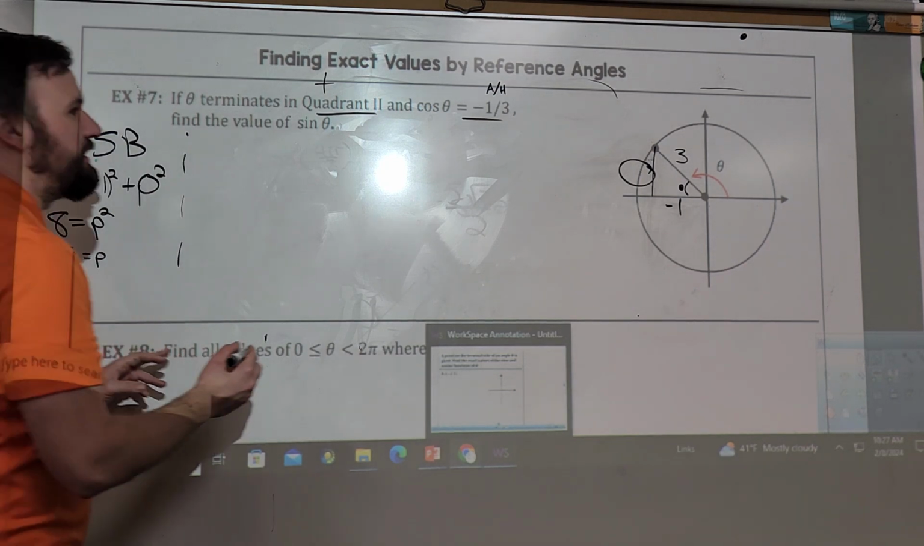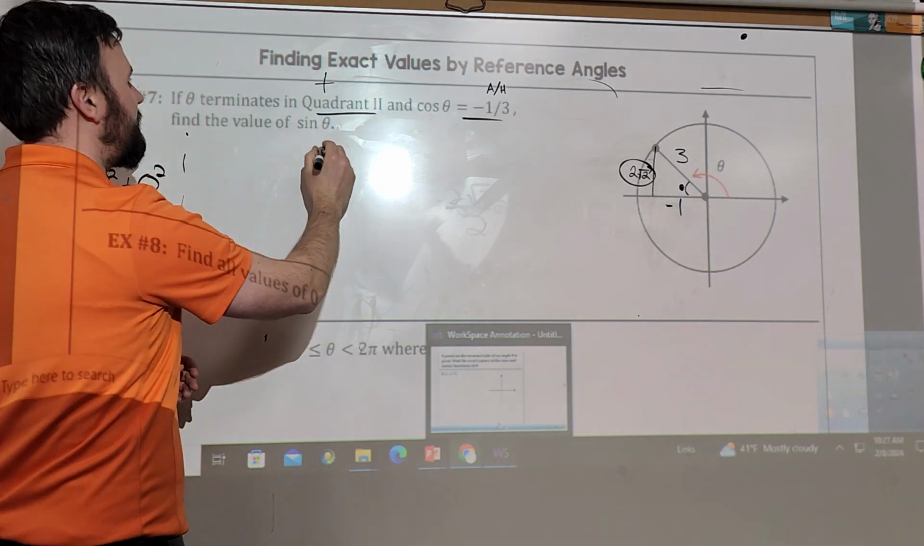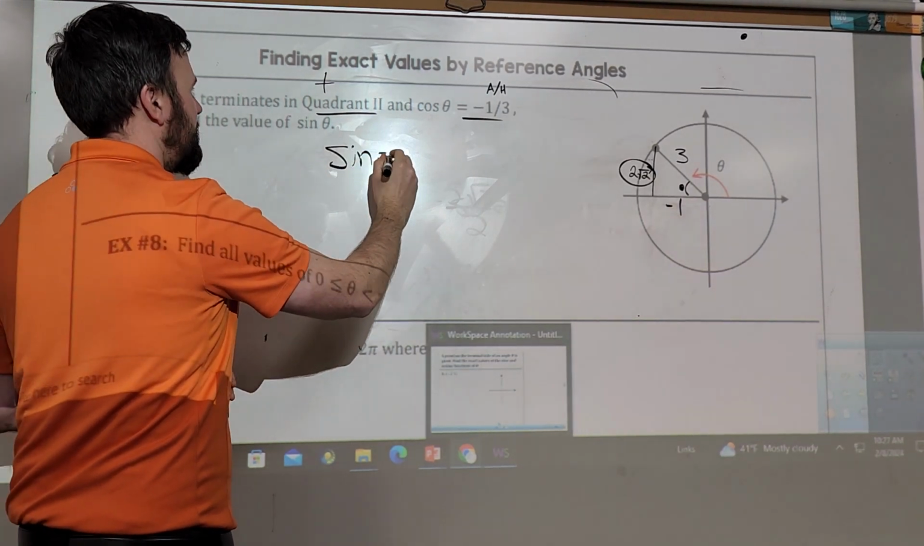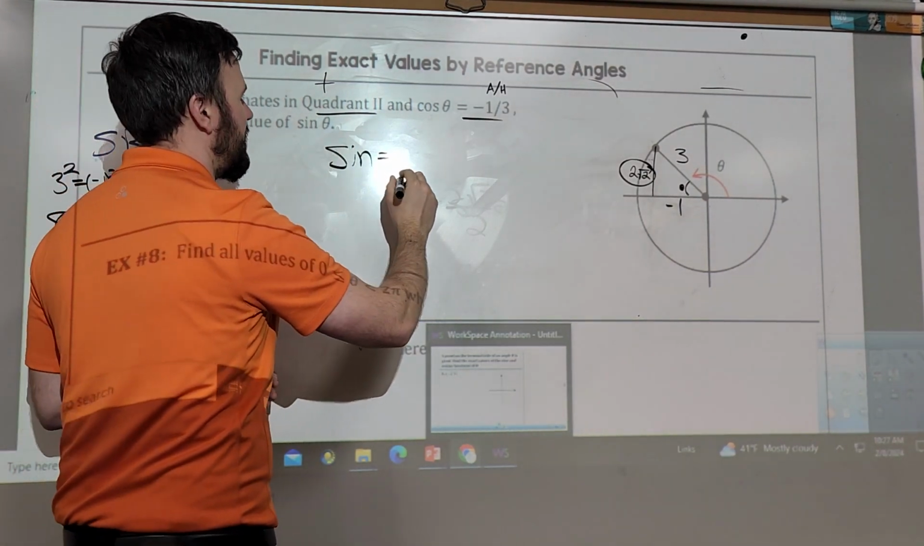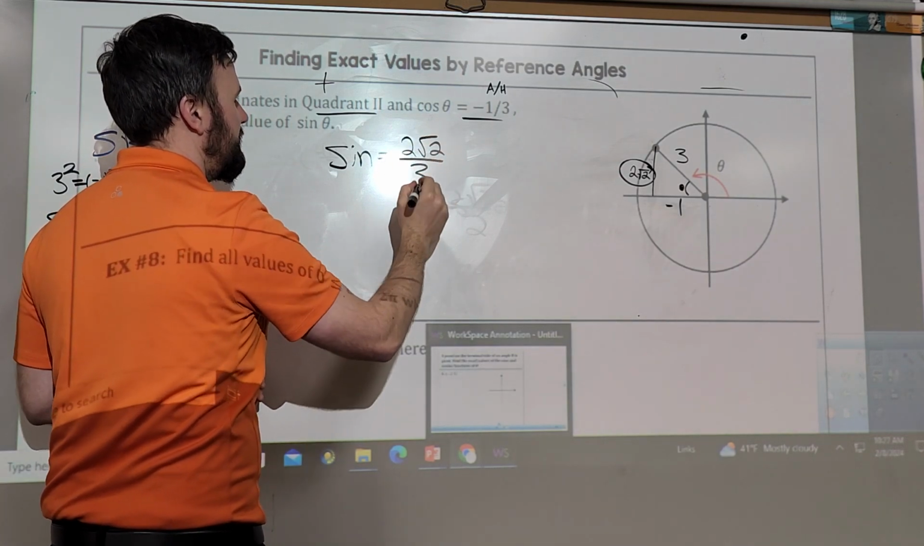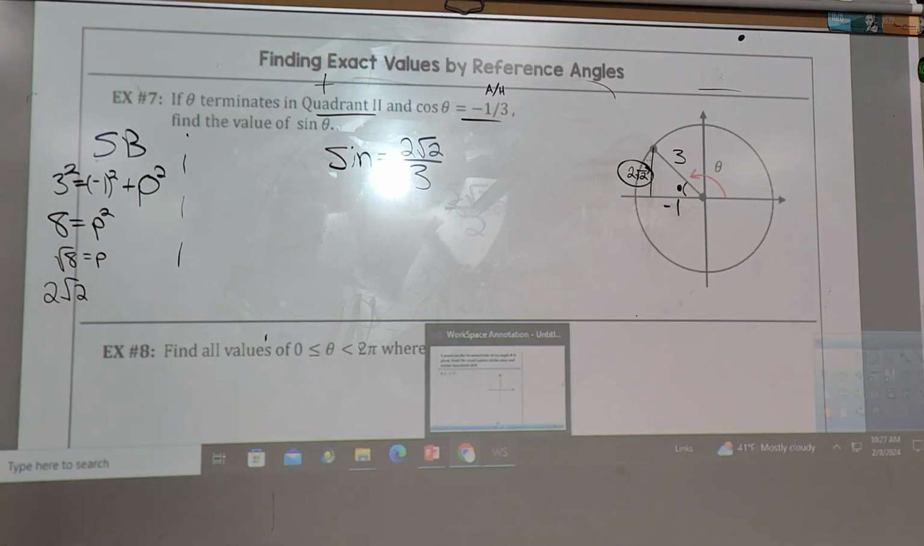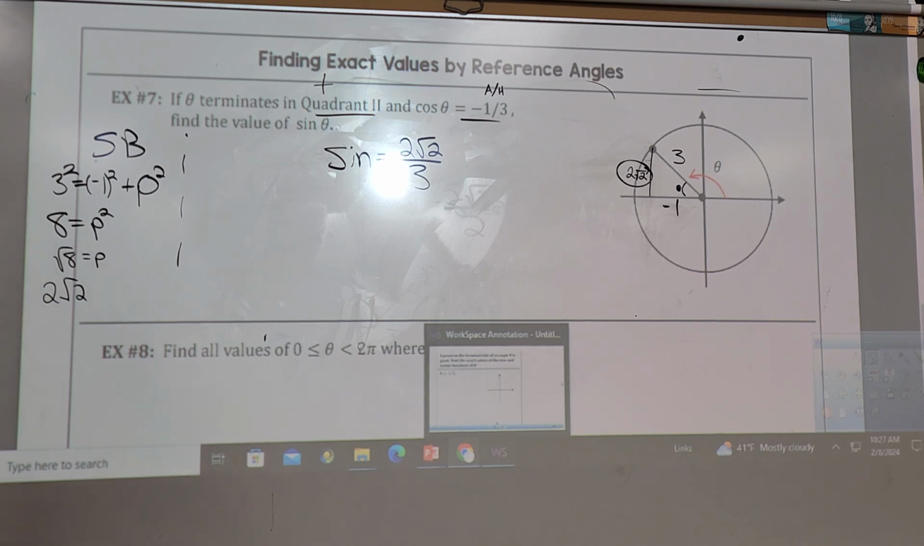So that gives me this. Does that give me enough information to find sine? And sine's going to be positive. Do you guys agree on that? So I'm going to do 2 root 2 over 3. Anything else I have to do? Okay. No, you're right. You're right.